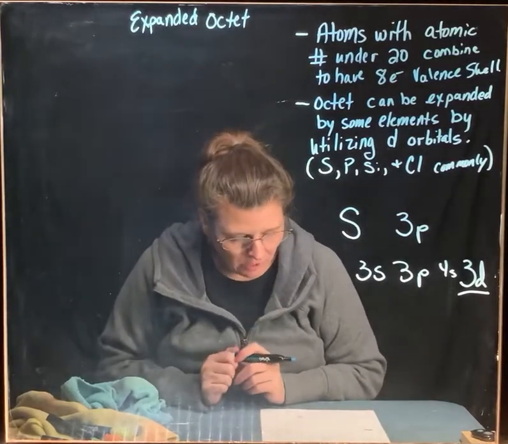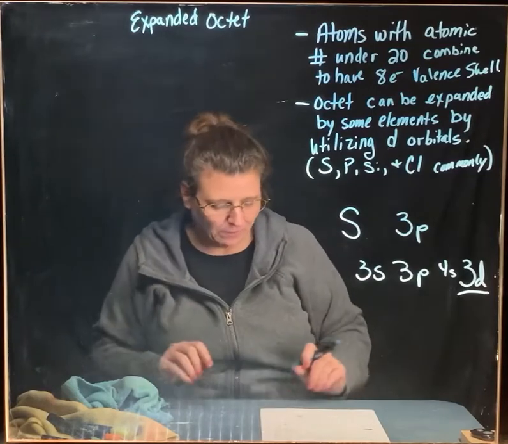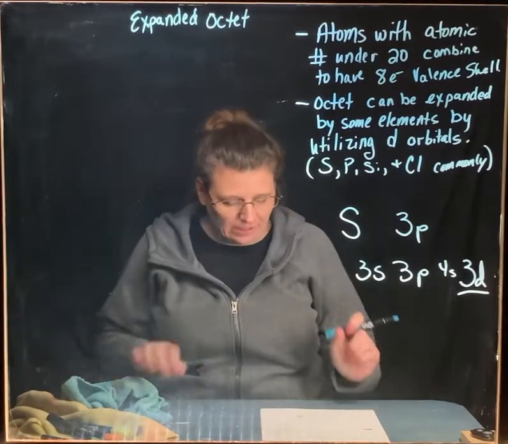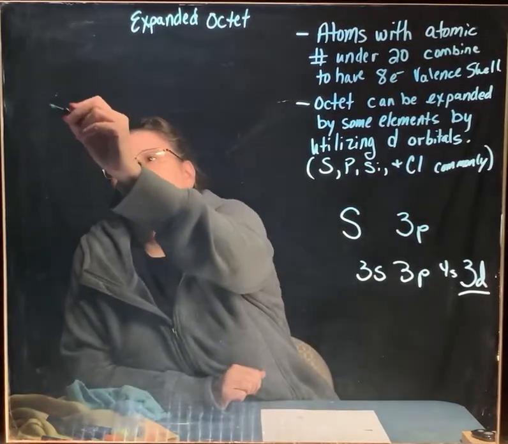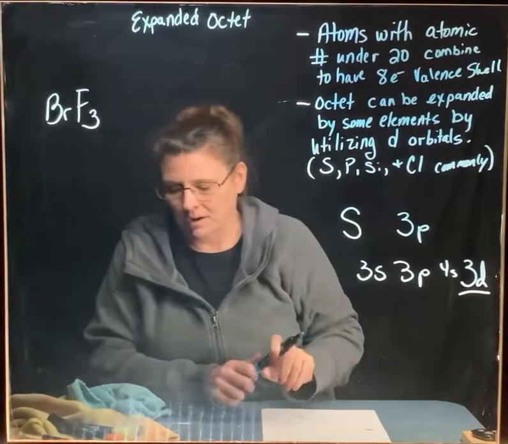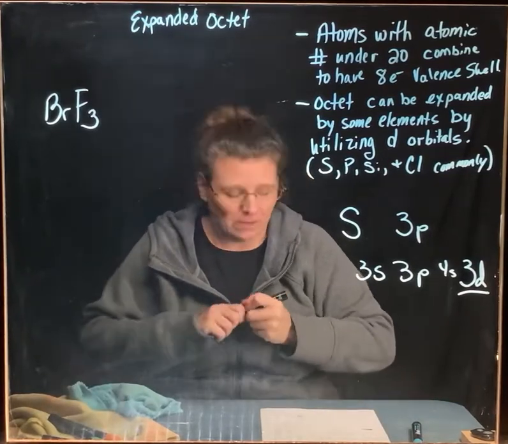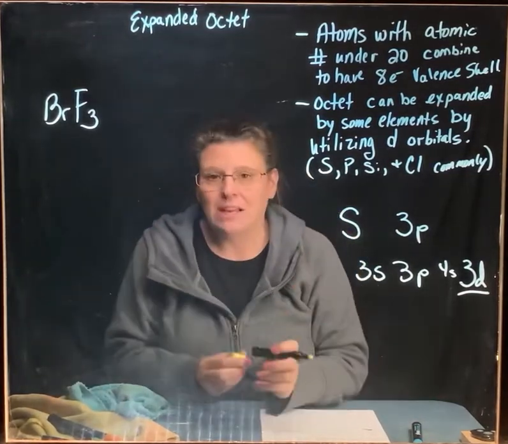Okay, so let's see what some of this looks like. Shall we? Yes, we shall. Okay, so let's look at this one. We have Br. We're going to use BrF3. And right now you're going, well, that looks like it could work because it has 3. But let's think about how many electrons we have to use.